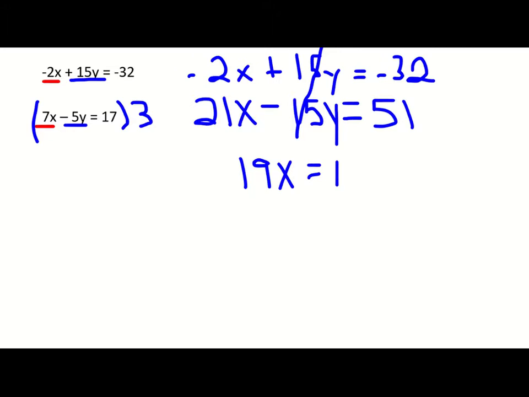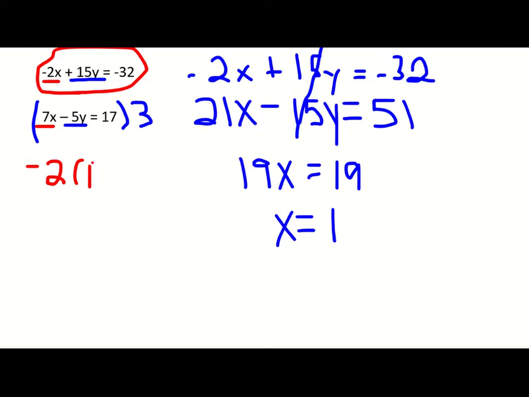51 minus 32 is 19. And if I divide both sides by 19, I get that x is 1. So once I get my x value, I just need to plug it back into either equation. I'm going to use the top equation. So I'm going to have negative 2 times x, which is 1, plus 15y equals negative 32.